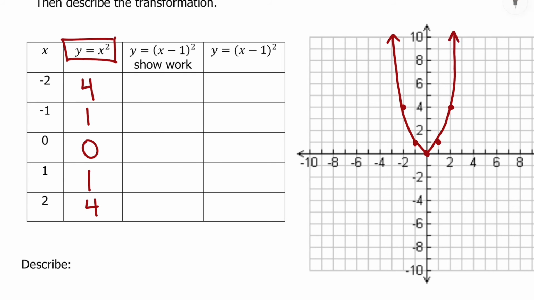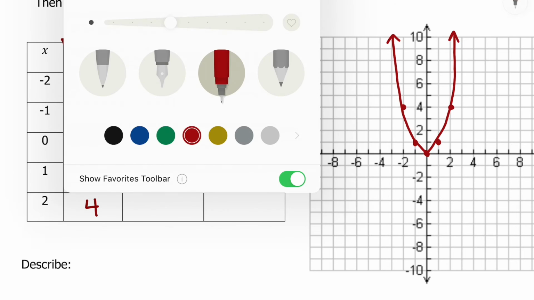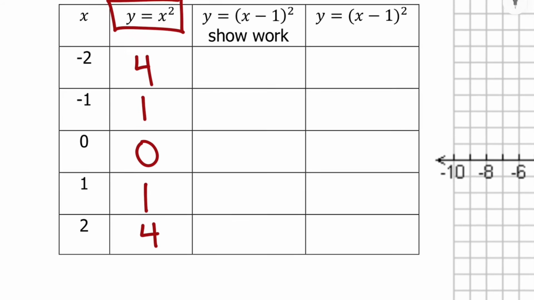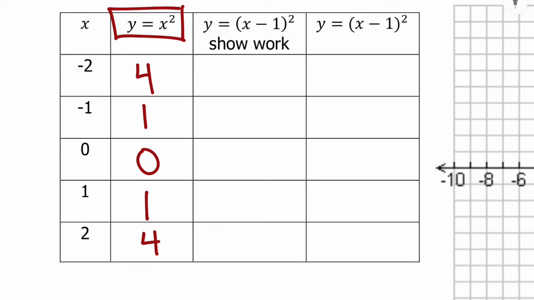All right, I've got mine on there too, so you can compare. So now let's do the transformation. So we're going to say -2 minus 1 squared, -1 minus 1 squared, 0 minus 1 squared, 1 minus 1 squared, and 2 minus 1 squared.